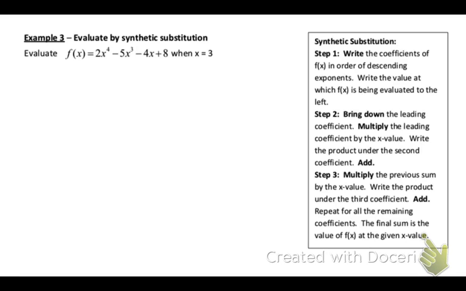So the first thing you do is you write the coefficients of your function in order of descending exponents. If you're missing an exponent, we will put in a 0 placeholder. So 2 is our x to the 4th, negative 5. We are missing an x squared term, so we will put in 0 for that, then negative 4 and 8. You space them out, and then you do an elongated L. Out to the side, you're going to put the value that you're plugging in, which is 3.